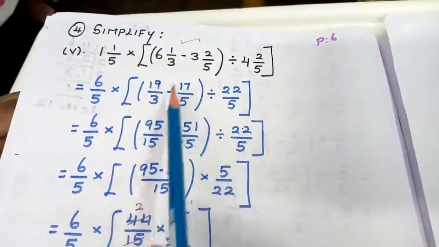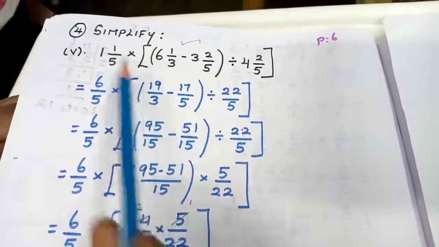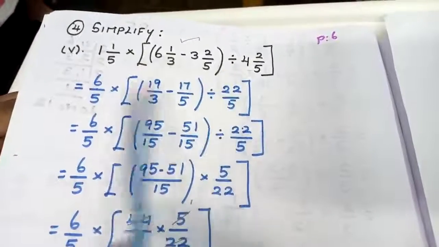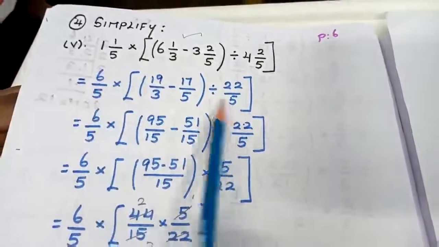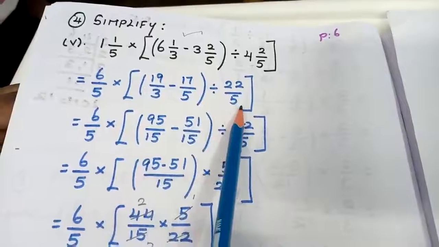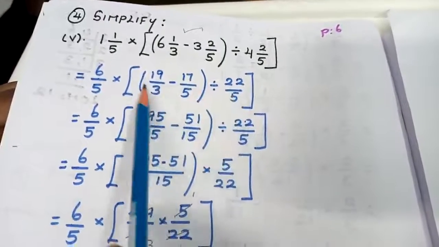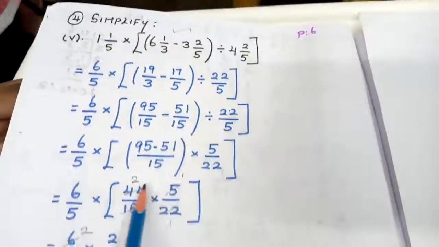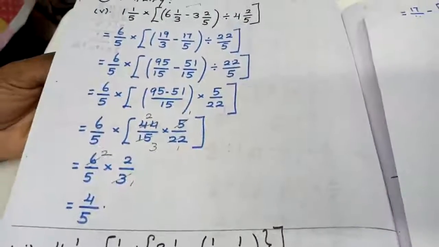Convert the mixed fraction into proper fraction. The remaining ones also you can convert into fractions. Mixed fractions first convert into proper fractions. After converting the fractions, what I am doing here is, inside the bracket, calculate the value, make the denominator same. You will get the value as 44 by 15.